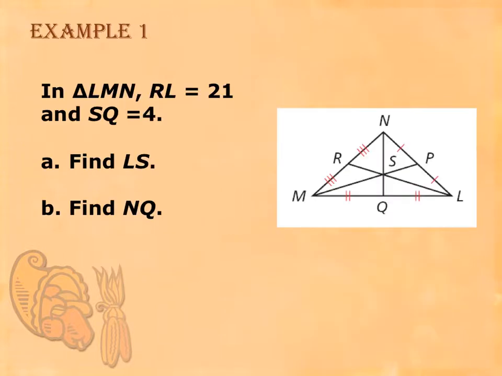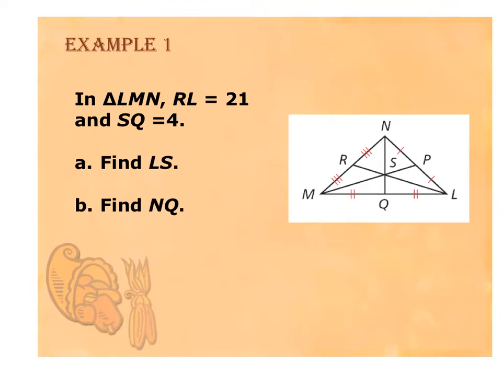So let's practice it. So here is a triangle. It has the medians drawn in there. It's giving us the length of RL, which is here. And they want us to find the length of LS, which is this part here. Remember, the length or the distance from the vertex to the centroid will be 2/3 the length of the entire median. So the formula I'm going to use here is LS is equal to 2/3 the length of the entire thing, which is RL.